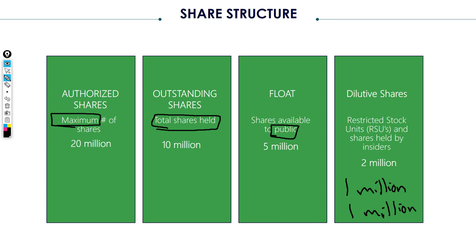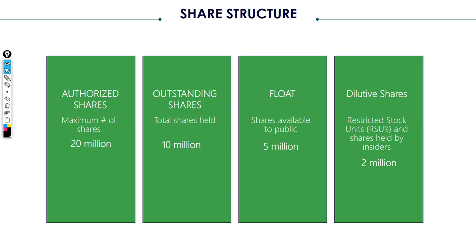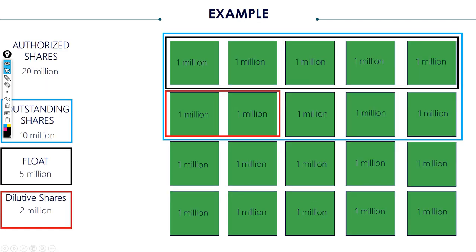Okay, so again, to go over this one last time: max, total, public, insider. That's how I like to remember it, just one word for each. All right, now let's use an example. Let's take company A as an example. So 20 million, 10 million, 5, and 2. You don't need to remember it because I have it all drawn up on the next slide here.